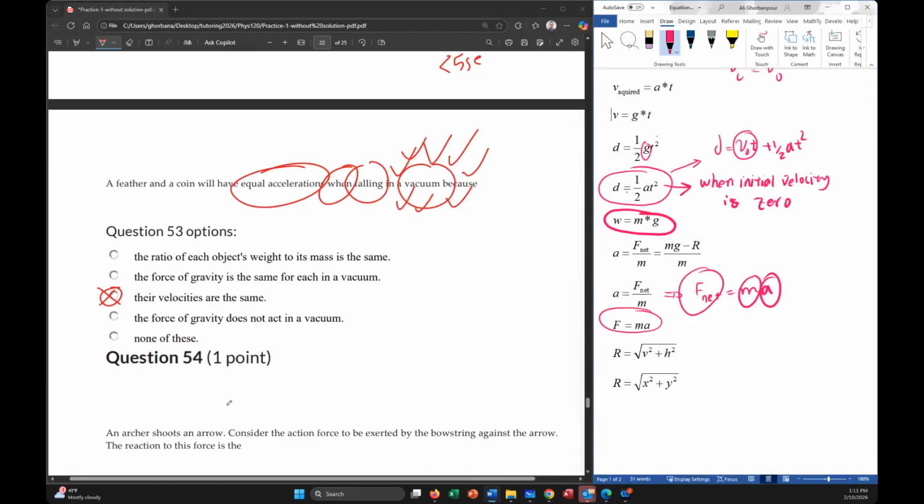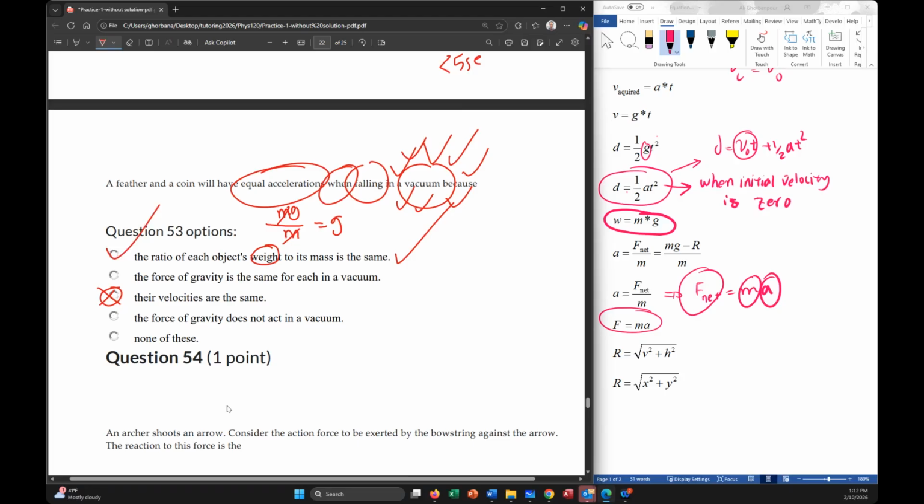Just read the first one. The ratio of each object's weight to its mass. The mass cancels and it is going to be g. Weight divided by mass is the gravitational acceleration, yes? When there is no air drag force, the acceleration for both is g. This one is the right answer, the more accurate answer, okay?